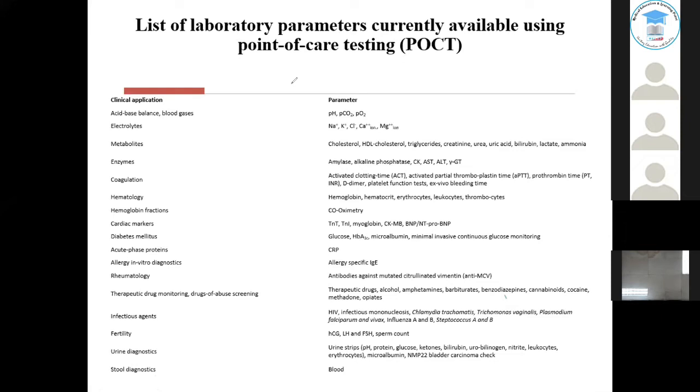Just a second, I'll just choose. Yeah. So this is how it is.